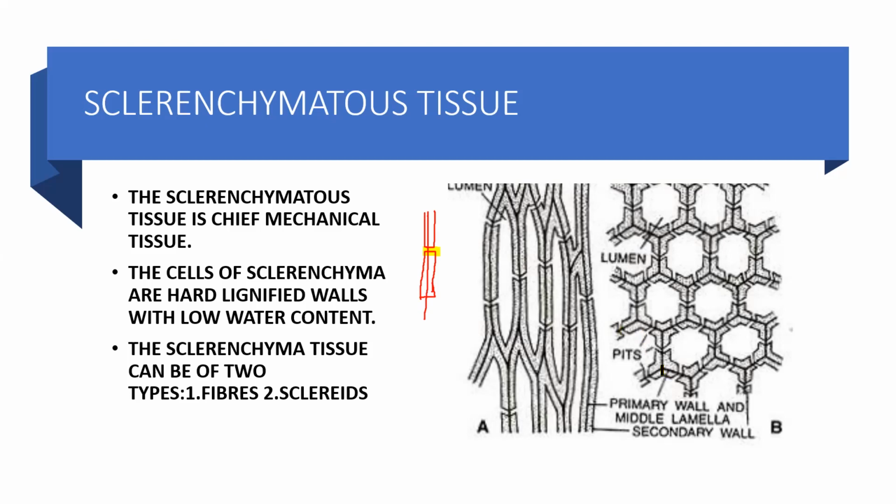So this earlier formed wall is the primary wall, and this later formed wall is called the secondary wall. And this unthickened area is called pits. If they don't have borders, they will be called simple pits. So sclerenchyma tissue is of two types: fibers and sclereids.